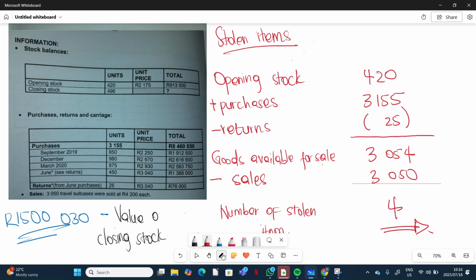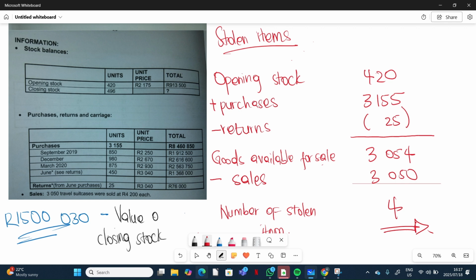So that's the method on FIFO, and I hope people understood what I did here. If you didn't understand, you can drop your question in the comment section down below, and I'll definitely look at it and answer the questions that you might have.